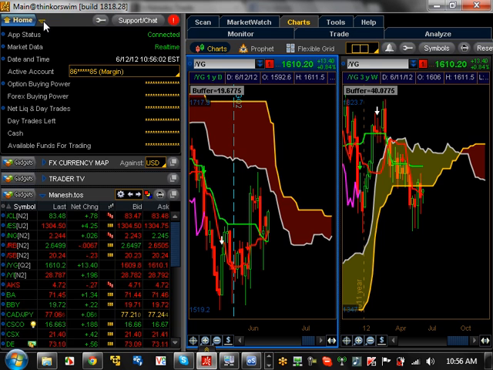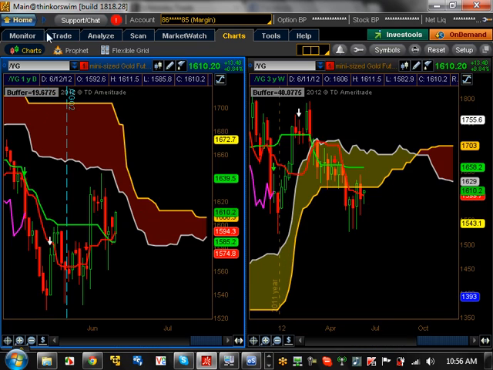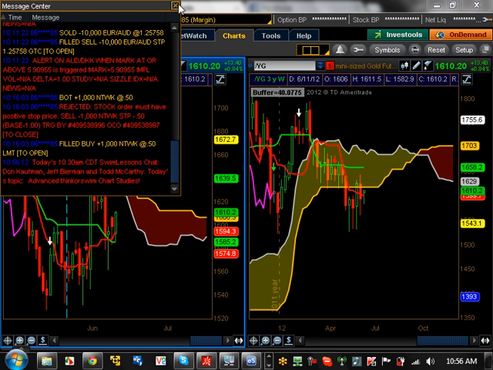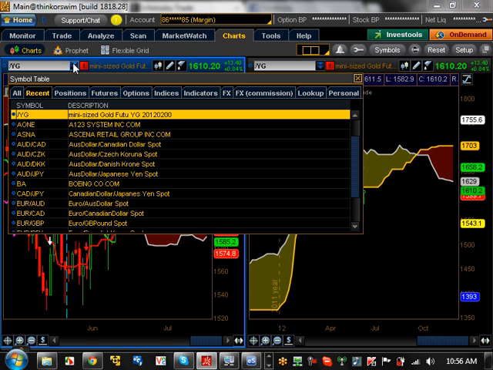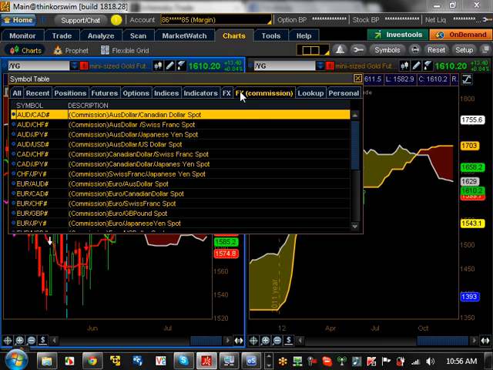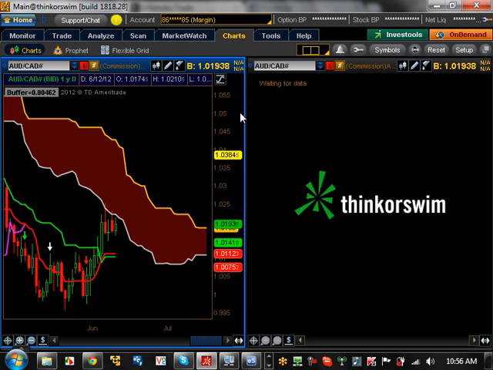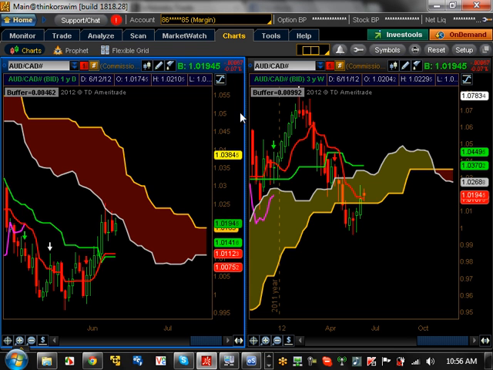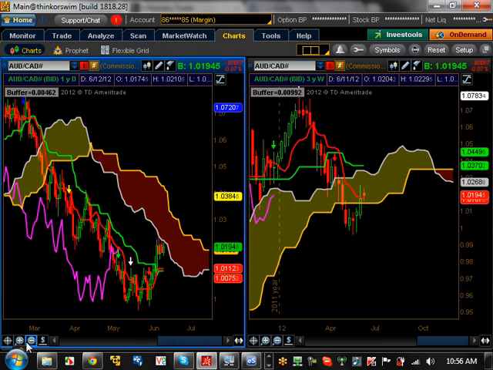So let's go and look here. Remember, on the left hand side is the daily time frame, and on the right hand side is going to be your weekly time frame. If you come in here, let's go down some of these currency pairs today. If you look at Australian CAD, nothing really going on in both the daily and weekly.